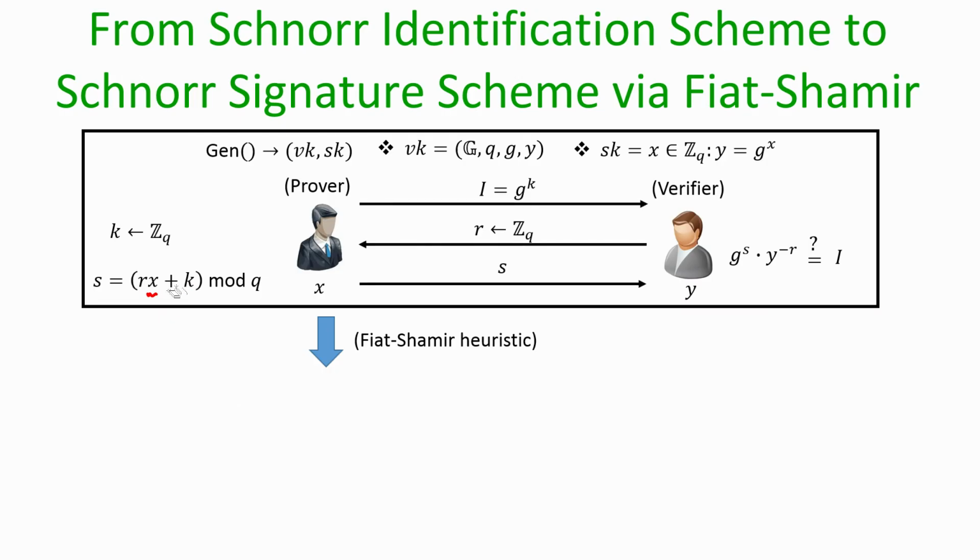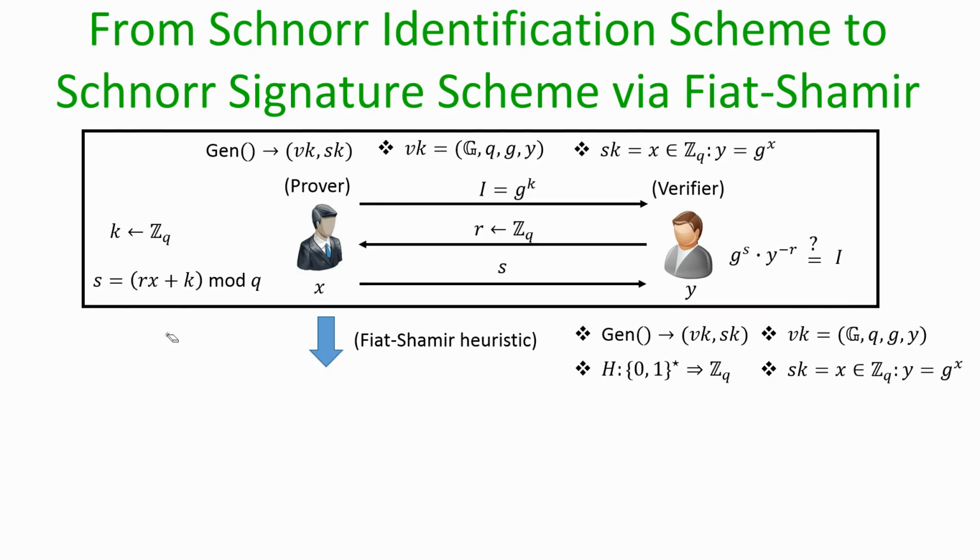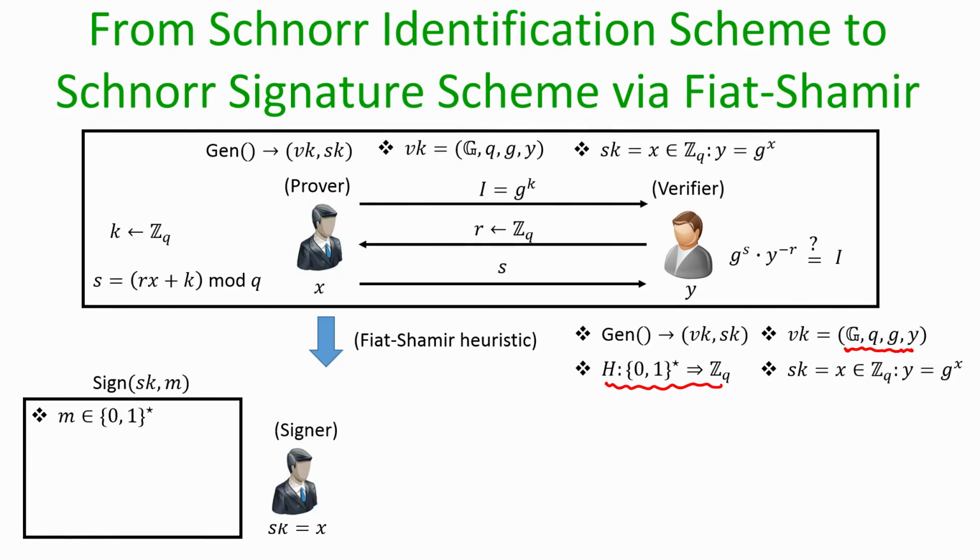If we apply the Fiat-Shamir heuristic on this very identification scheme, the key generation algorithm of the signature scheme will be as follows. The verification key will be the description of the cyclic group, the size of the cyclic group, the generator, and the uniformly random group element y, where the corresponding discrete log x is the signing key. And along with that, there will be a publicly known description of a hash function mapping bit strings to the elements of Z_q, because the challenge space here is nothing but Z_q, and the signing algorithm will be as follows.